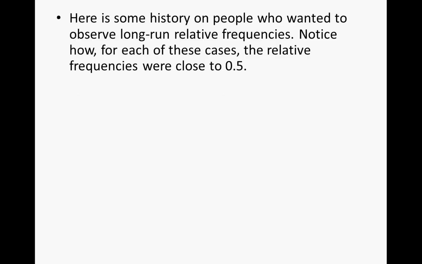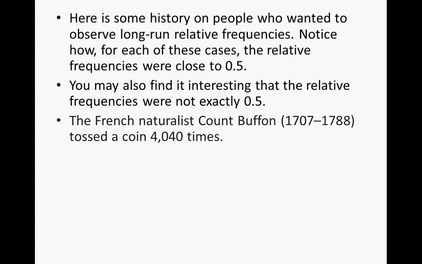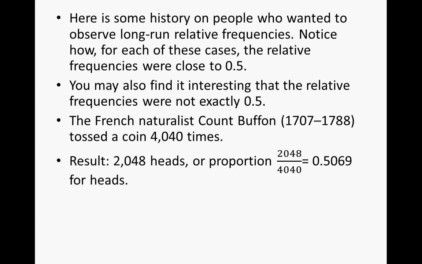Alright, so here's some history on people who wanted to observe long-run relative frequencies. Notice how for each of these cases, the relative frequencies were close to 5/10. You may also find it interesting that the relative frequencies were not exactly 5/10. So the French naturalist Count Buffon, who lived from 1707 to 1788, tossed a coin 4,040 times. The result was 2,048 heads, or a proportion of 2,048 over 4,040, which is 0.5069 for heads.